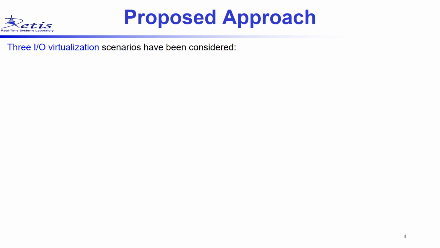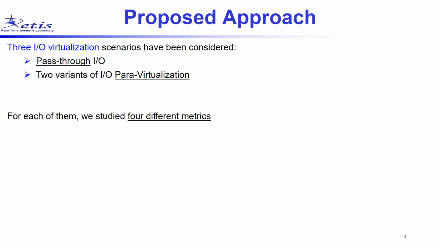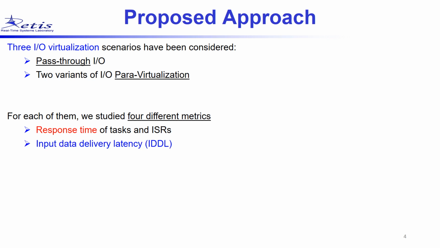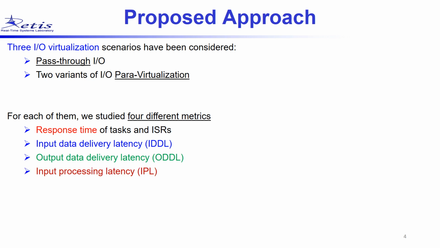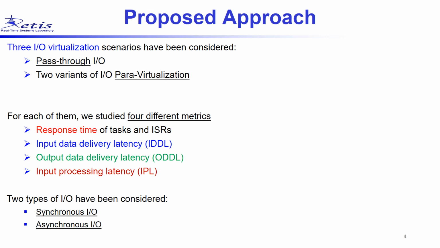In this work, we considered three I/O virtualization scenarios: pass-through I/O and two variants of I/O para-virtualization. For each of them, we studied four different metrics: the response time of tasks and interrupt service routines, the input data delivery latency, the output data delivery latency, and the input processing latency. And we considered two types of I/O: synchronous I/O and asynchronous I/O.